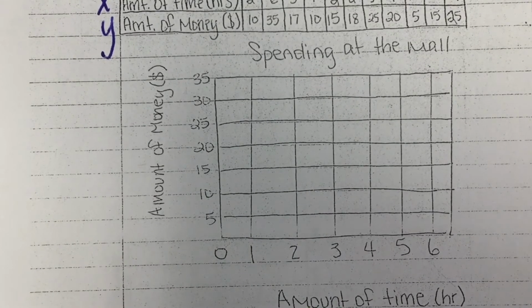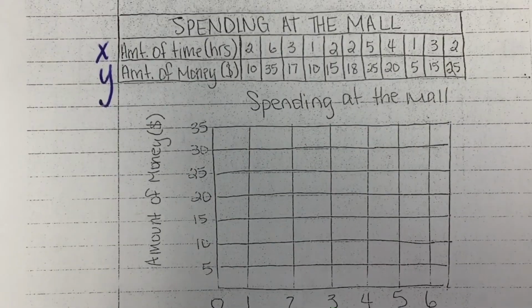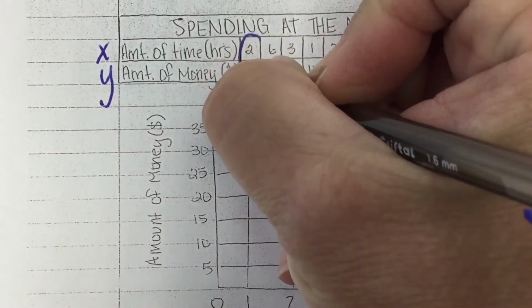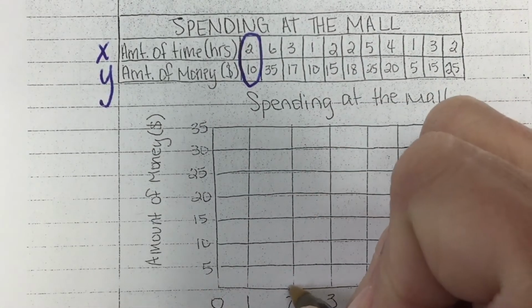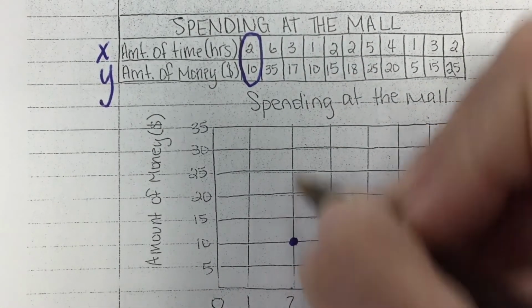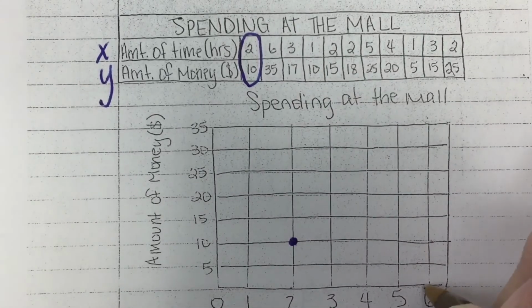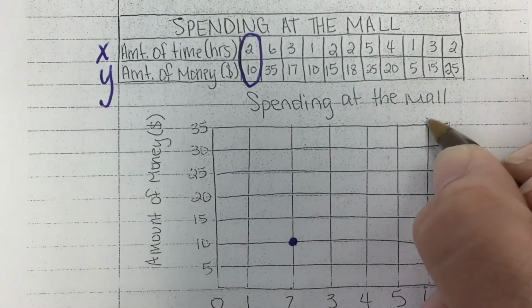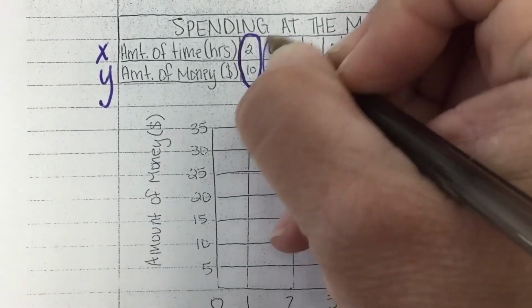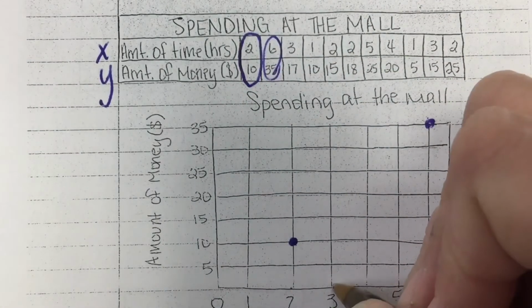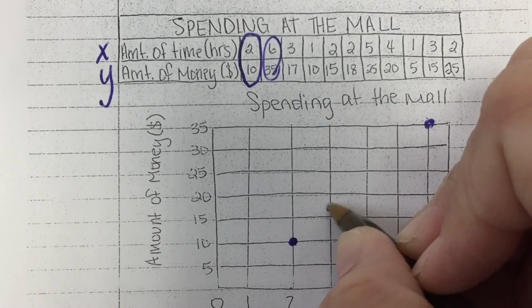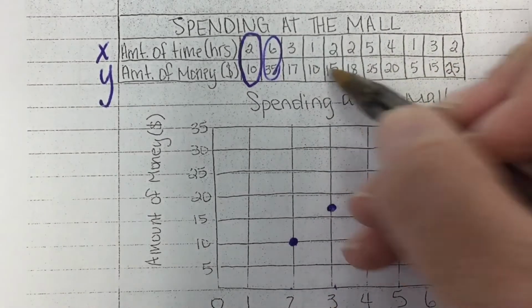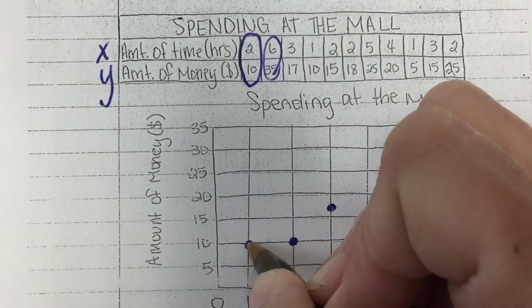All right, and then remember, all we're doing is graphing ordered pairs, just like we have been with input-output tables. So our first ordered pair would be 2, 6. So I'm going to go over to 2, up to 10. 6, 35. Over to 6, up to 35. 3, 17. Over to 3, up to 17-ish. 1, 10. Over 1, up 10.